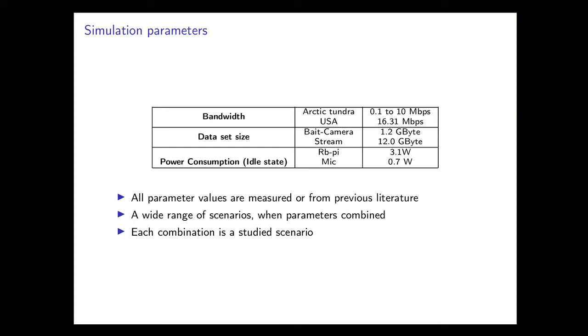It goes from 0.1 to 10 megabits per second. And the second one is more general: what would happen if we had these nodes deployed in an environment where the coverage is good, 16.31 megabits per second. Then we also wanted to study two scenarios in terms of data set size. The first one is the bait cameras, which is the amount of images that were generated during a year by one node on the ground.